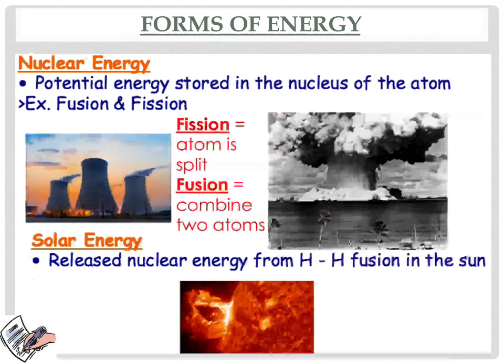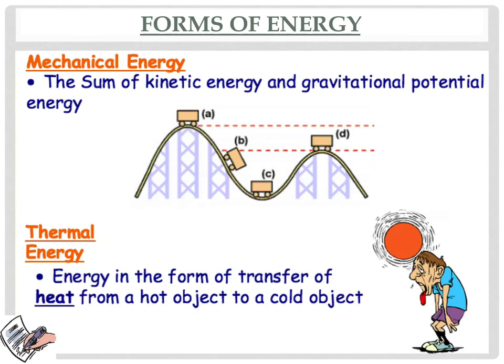So that's where the sun gets all its energy, and I think we can all agree that the sun has a lot of energy. We have mechanical energy, and that's the sum of kinetic and gravitational potential. And I'm not going to go into that because I'm going to do an entire lesson on that.